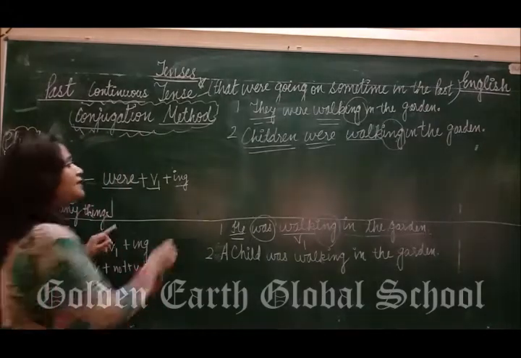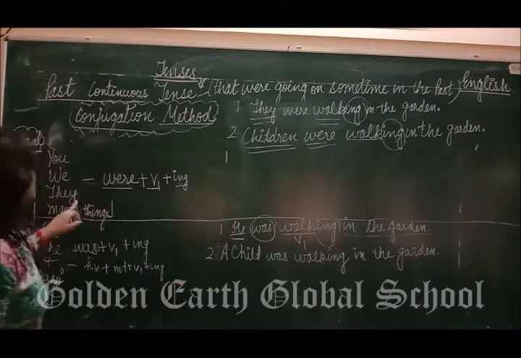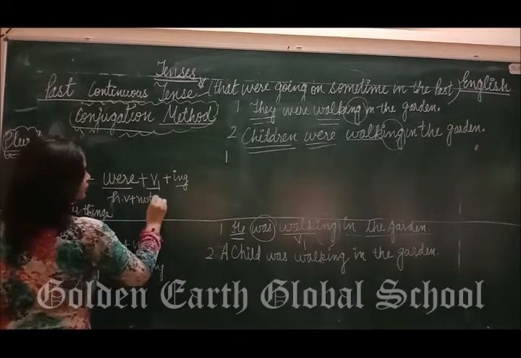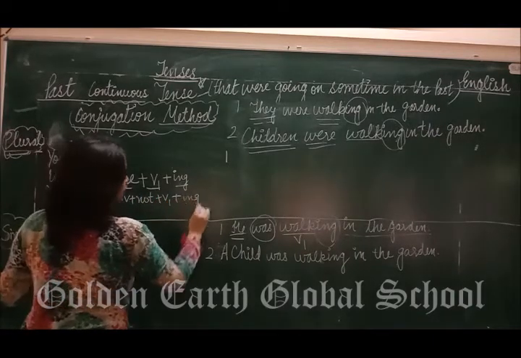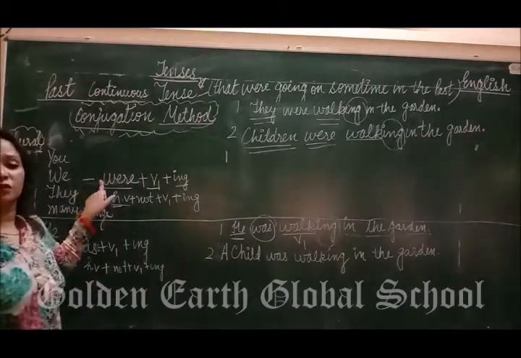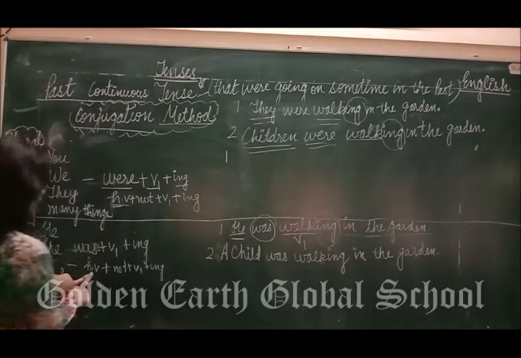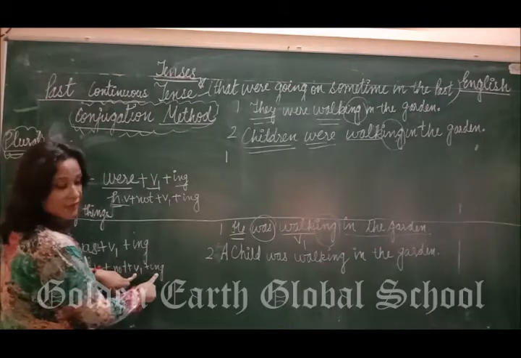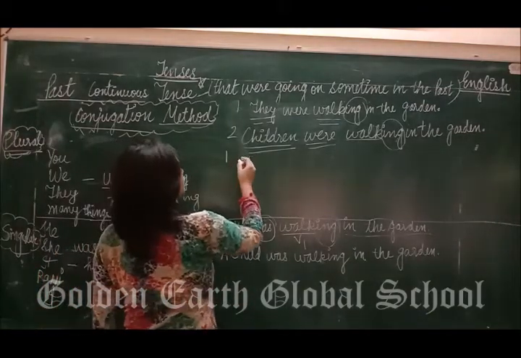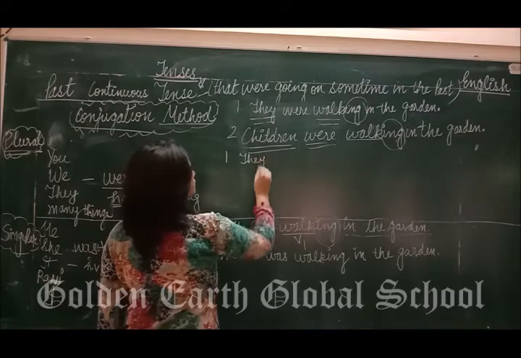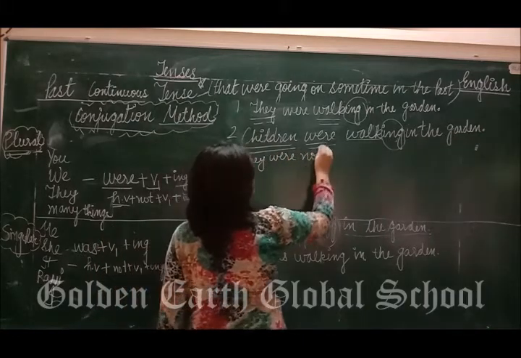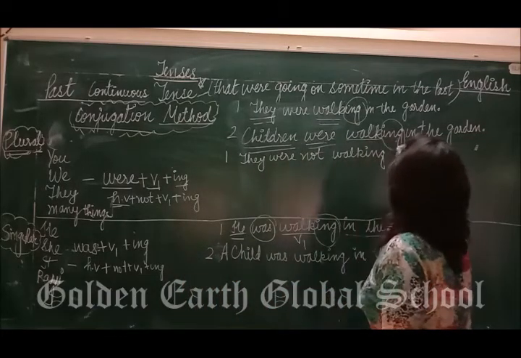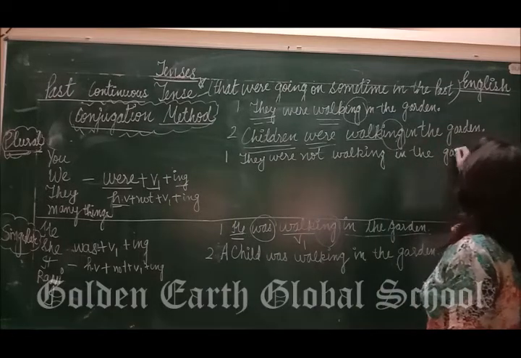Right? Now, let's discuss the negative sentences. Right? For negative, what do we use? We use helping verb plus not plus first form of the verb plus ing. Right? Helping verb means use of was or were in a sentence. Here, again, helping verb means was. We will use not plus first form of the verb plus ing. Right? So, they were not walking in the garden.